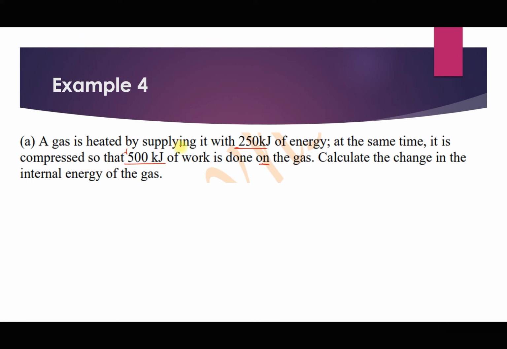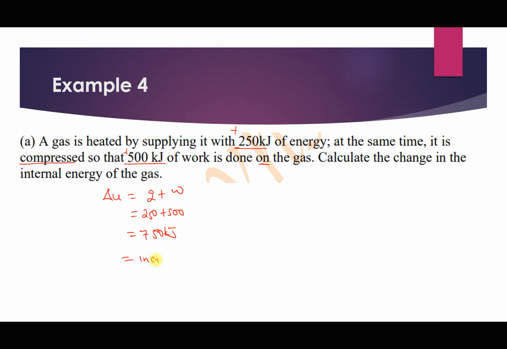A gas is heated by supplying it with energy. This is added to the system, so that is positive. Calculate the change in internal energy. The change in internal energy is equal to Q plus W according to the first law of thermodynamics. Q is positive, so that is positive 250. W is positive because the gas is compressed, so this is plus 500, which gives us 750 kilojoules. So that is an increase in internal energy.